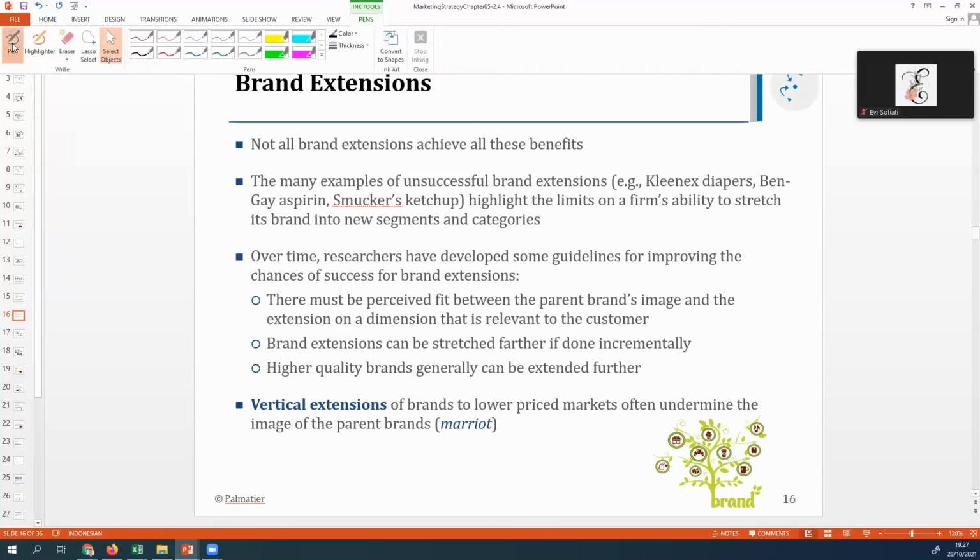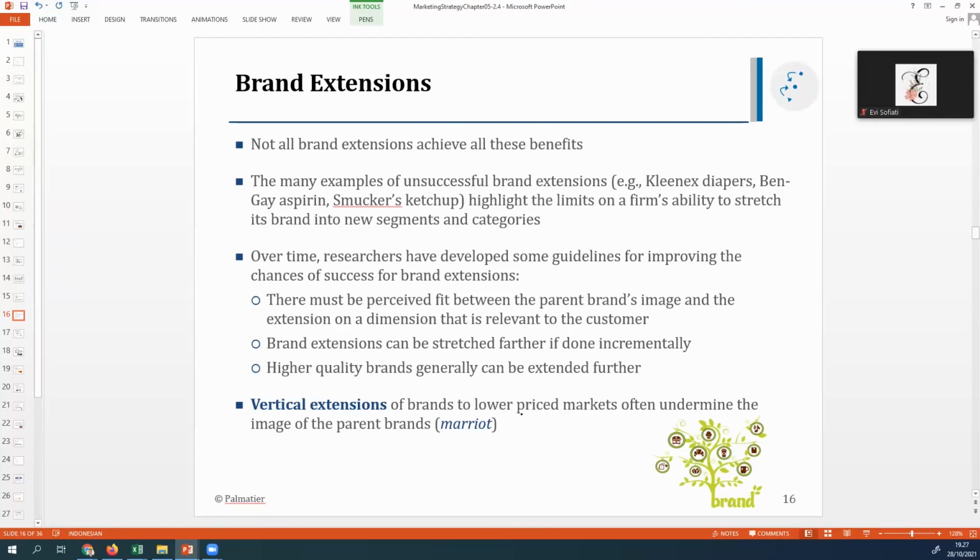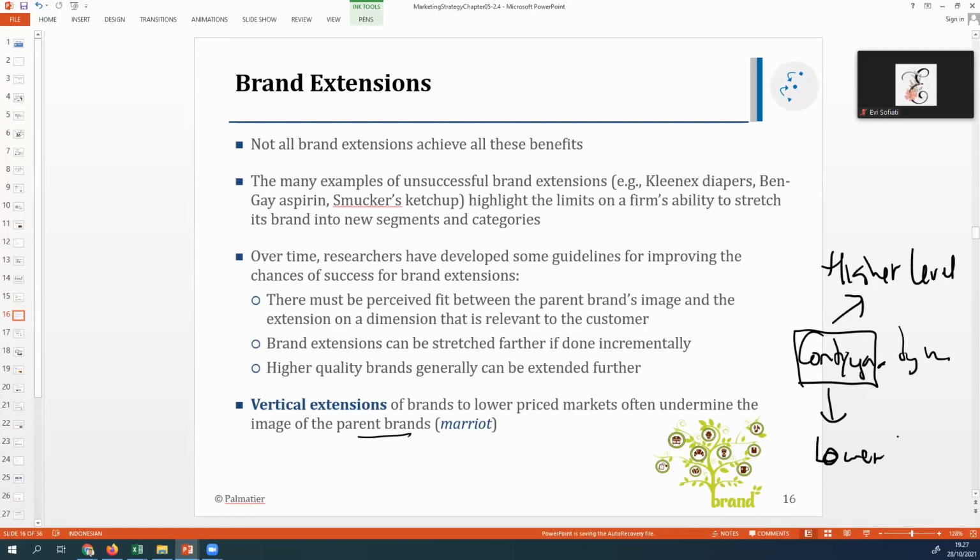Vertical extension is like Marriott. A brand moving to a lower price market often undermines the image of the parent brand. So when people say Courtyard by Marriott, they are targeting a higher level customer. Whereas Courtyard only, that is for the lower level, something like that. So the brand determines the price, yeah. That is vertical extension.